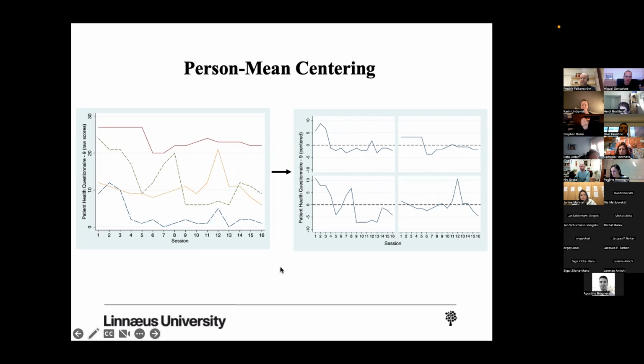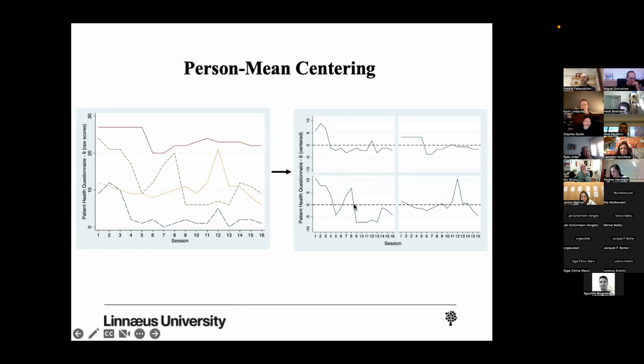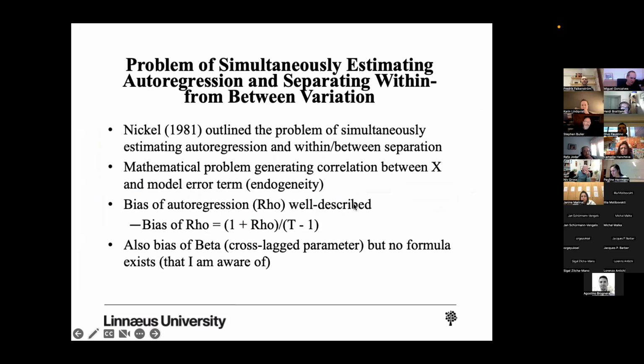That's the easiest way to illustrate, but unfortunately we cannot use this manual centering and just put it into a cross-lag panel model, because there's a problem with that. I don't think I have time to get into that, so you just have to trust me for the moment. If I had more time, I could explain this a little bit better, but it's actually a problem when we do this observed mean centering. So we have to do it in another way.